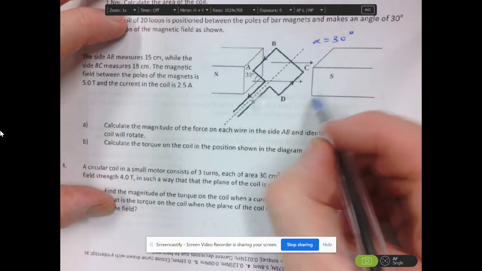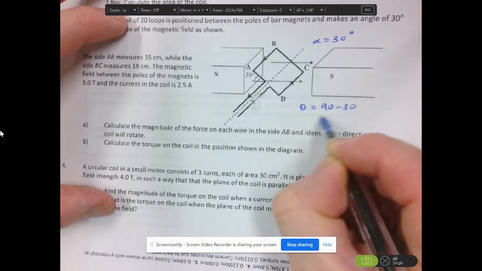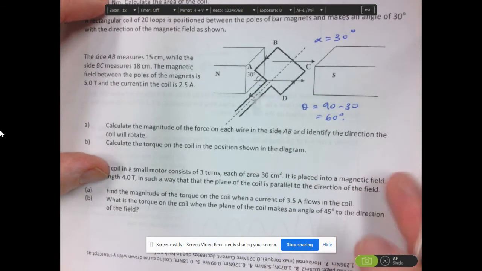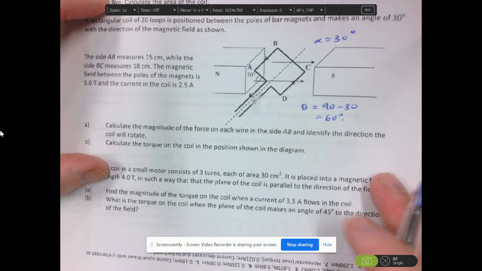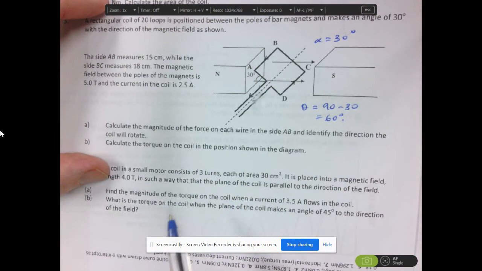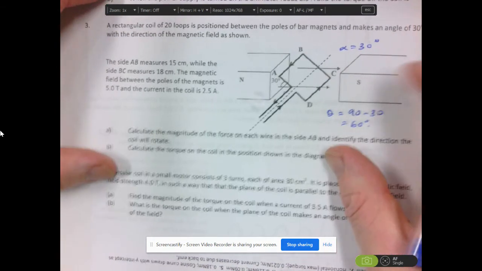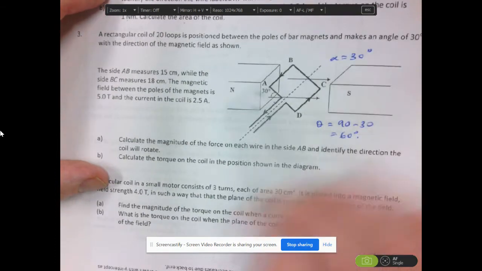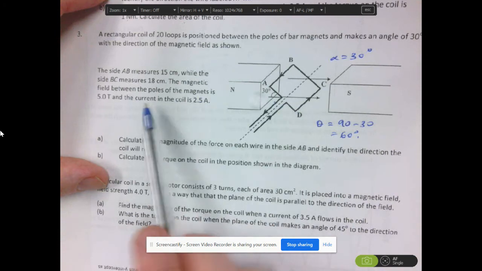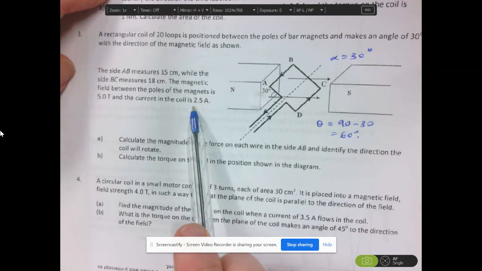Okay. If alpha is 30, theta is equal to 90 minus alpha, which is 60 degrees. So that's the quickest and easiest way to work each time. Most of the time we are going to be talking about the angle between the plane of the coil and the direction of the magnetic field. Okay, so what else do we know? It's got 20 loops, and it's 15 by 18 centimeters, this rectangle here, and the magnetic field is 5 Tesla, and the current is 2.5 amps.